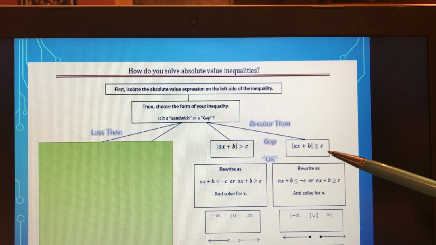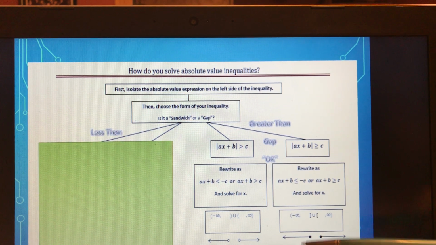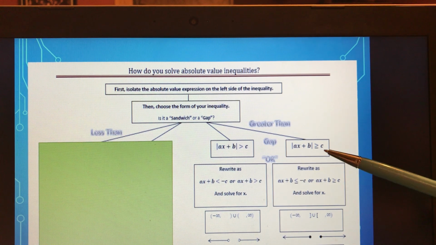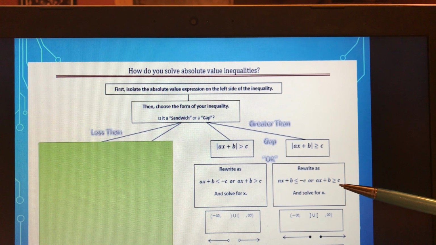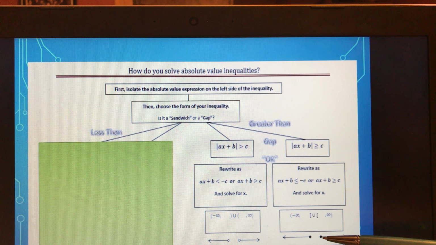You'll do the same if it's greater than or equal to. The only difference is that you'll have less than or equal to and greater than or equal to, and you will have closed circles when you graph on the number line.